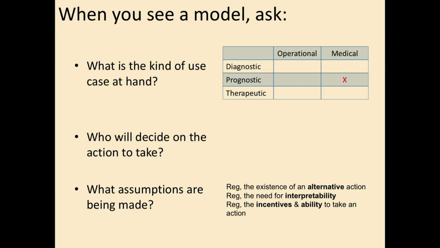And then the incentives and the ability to take action, because if I make 15 predictions and they don't get enough time to review their charts, again, it's pointless. So you might want to jack up your precision at the expense of some recall, just so that you retain the ability to take follow-up action.